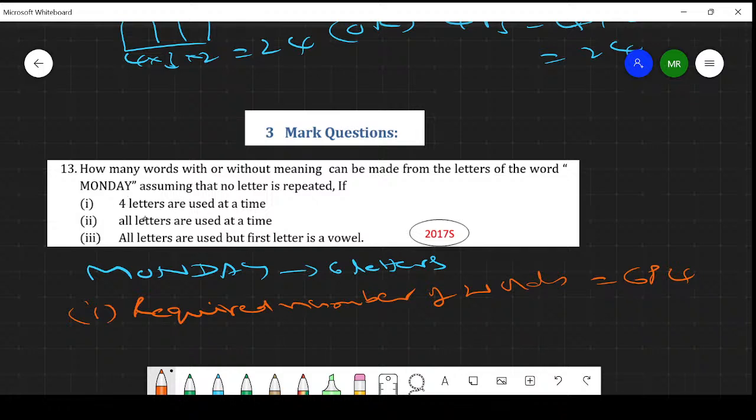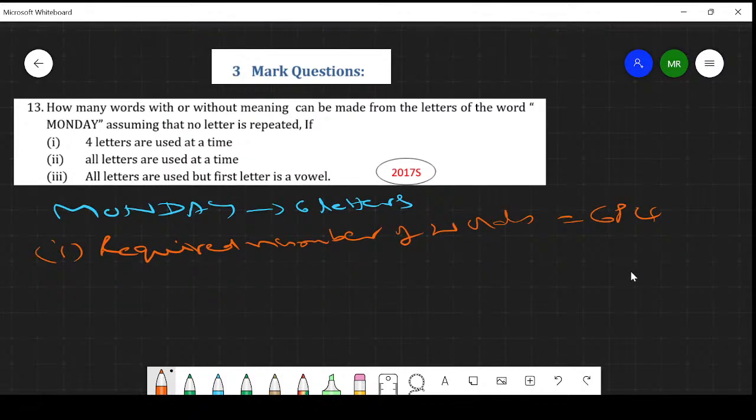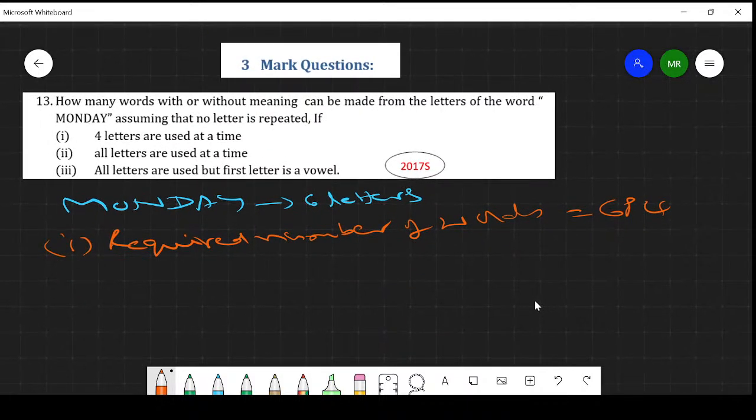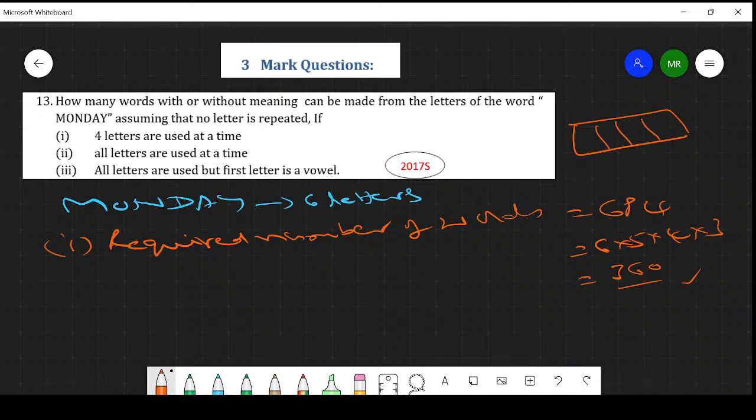Otherwise, to fill 4 boxes using 6 letters, you can do that as 6P4. You multiply 6 into 5 into 4 into 3, which is equal to 360. That is the first one. Or else, people can do it like this also: I have only 4 places, so 6 ways, 5 ways, 4 ways, 3 ways. Using the boxes, the answer should be the same.